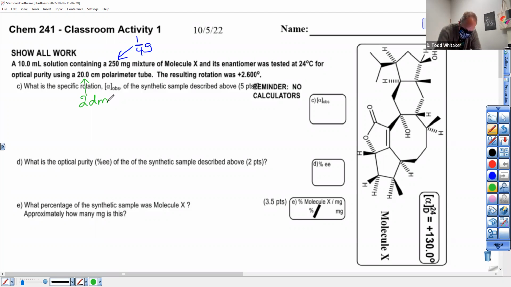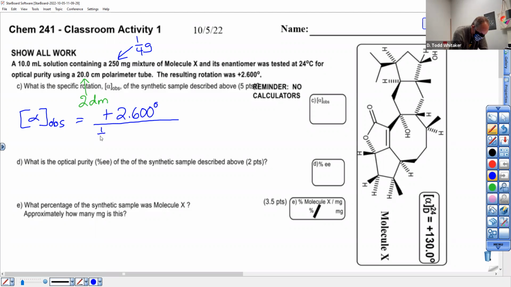And then the equation you need, and you got to learn it. If you want to standardize your observed rotation, you take your actual observed rotation, 2.60, and divide it by concentration, which is grams, 1/4 gram, over milliliters, 10 milliliters, times the path length, 2. Now, some students prefer, because they have trouble with the numerators and denominators, some students prefer doing it like that. 2/1 is the same as saying 2, right?